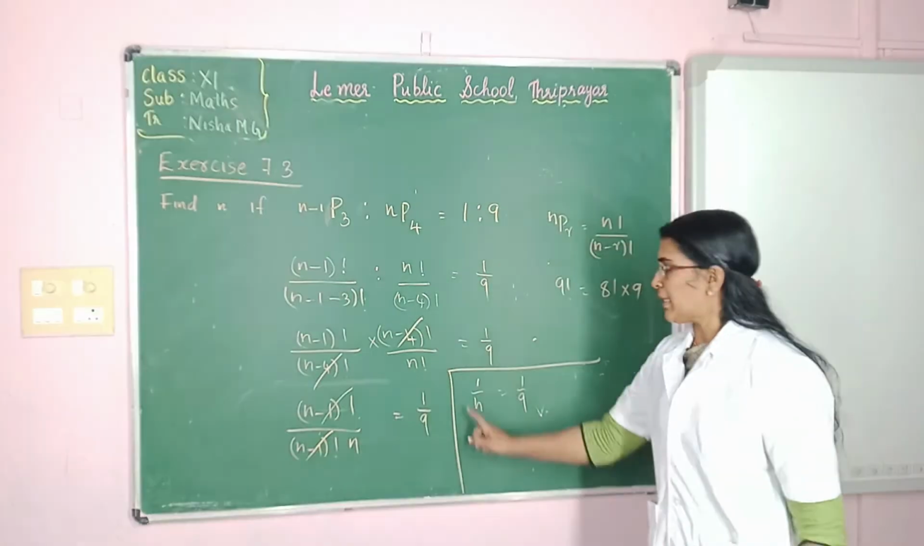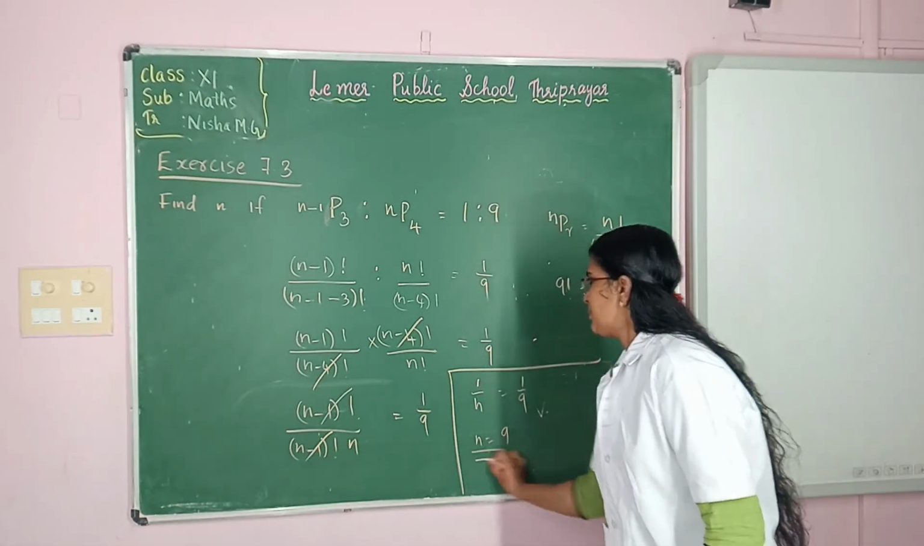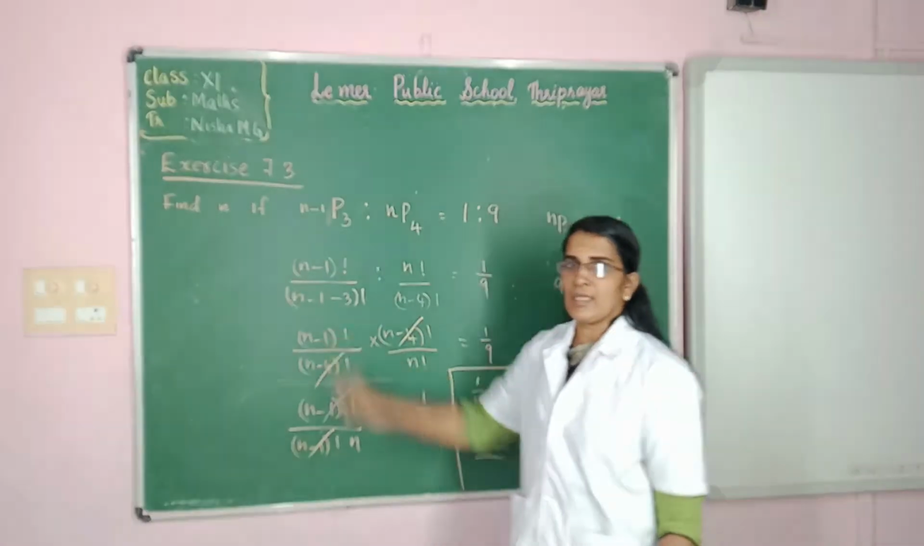Take the cross product: n into 1 is n, 1 into 9 is 9. So n is equal to 9. So here the value of n is 9.